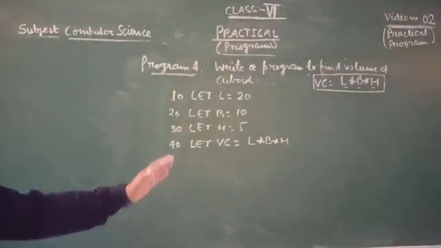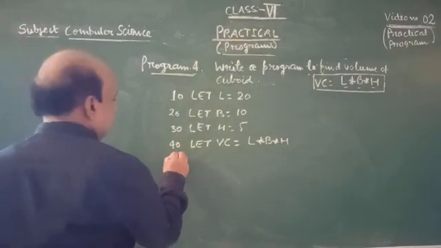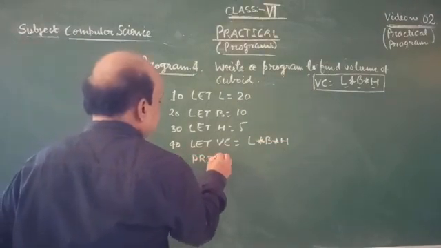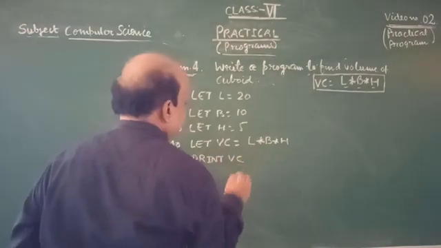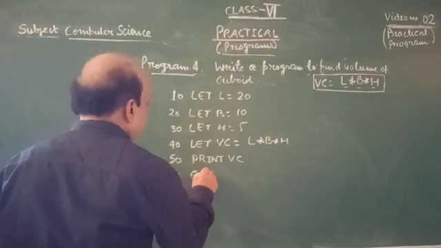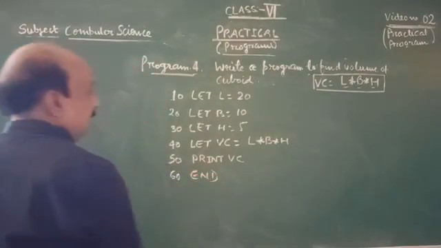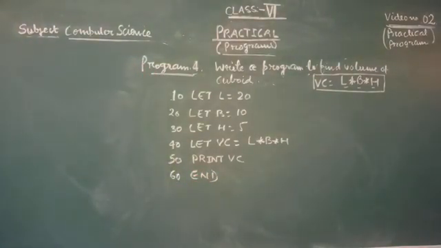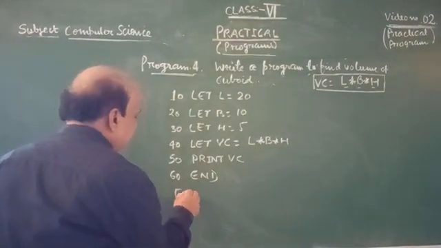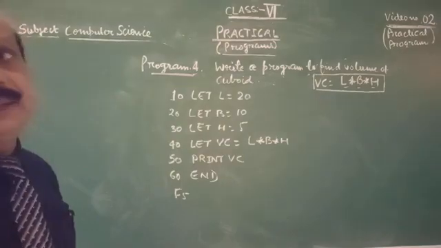Now the formula processing is completed, you will use the print statement for getting the result. Print VC and 60, your program will be finished. And when your program is finished, you will press the enter key. At the bottom you will press the F5 key, function key for getting the result.